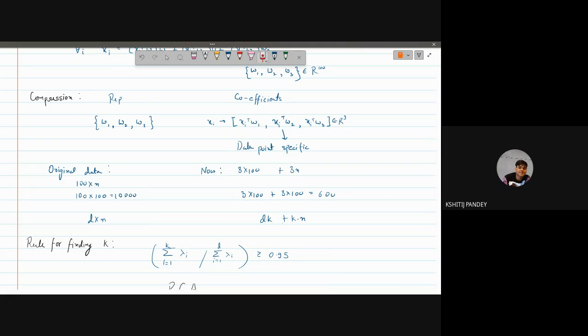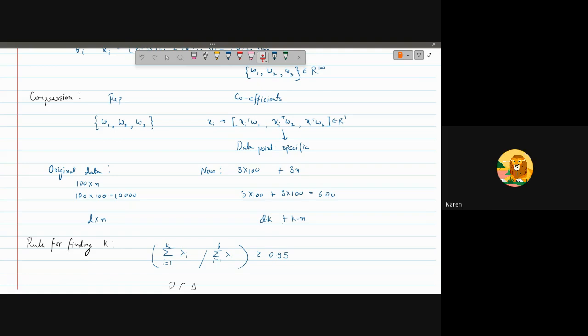Originally, let's say you have data in R100. In this example, data is in R100. To store each vector, we need 100 units of memory, because the data is in R100. To store n vectors, you need 100 n units of memory. And when n is equal to 100, you need 10,000 units of memory. But in the compressed representation, we are just storing the representative vectors. You have 3 representative vectors, and they are in R100. So you need 3 into 100 units of memory to store the representative vectors.